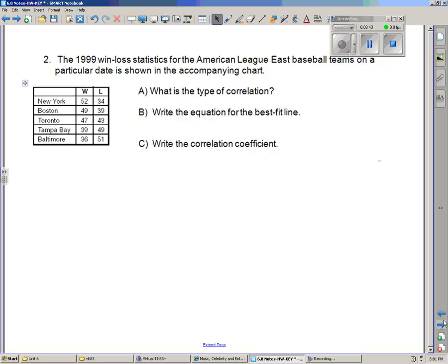Alrighty. I'm going to pause again, get this next graph into the calculator. It's talking about the 1999 win-loss statistics for the American League East baseball teams on a particular date. And the wins are going to go into list 1, and the losses are going to go into list 2. So please get this into your calculator.